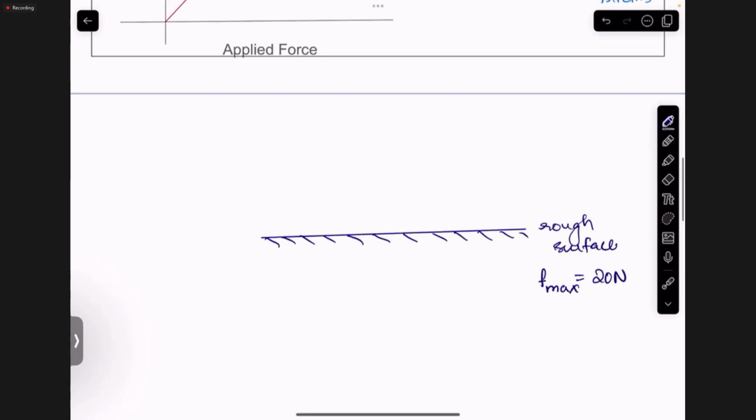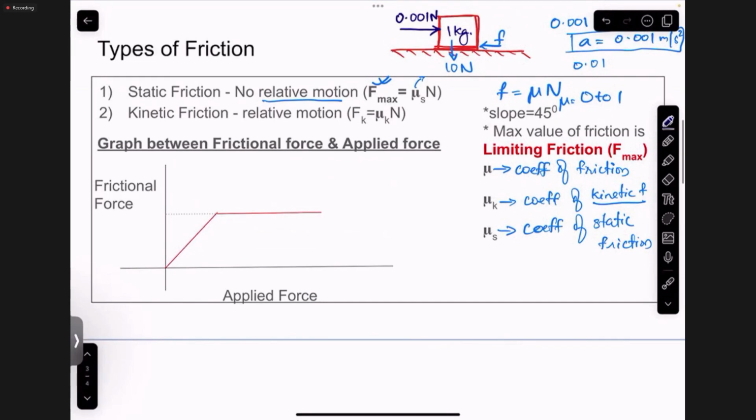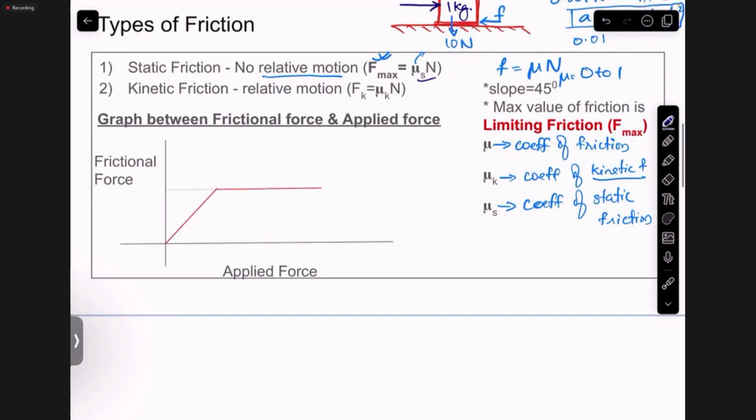So how are we calculating this F max? F max is calculated using mu s N. For every pair of surfaces, we have a coefficient of static friction and a coefficient of kinetic friction. Everything is defined earlier. For example, between a paper and wood, mu s is constant and mu k is constant. Between a metal and wood, mu s is constant, mu k is constant. Between a bed sheet and a plastic, mu s is constant, mu k is constant. So these values are always fixed. What is changing? The normal force.